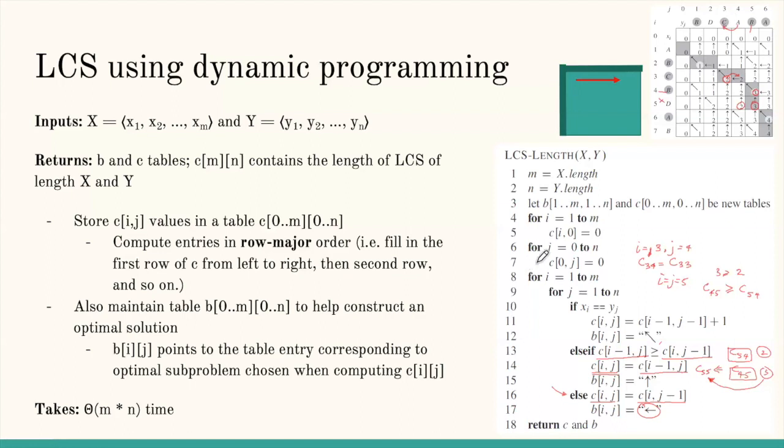So finally, in the bottom up fashion, we continue this for loop and continue this execution from the top left corner all the way to the bottom right corner. And at the end, we return these two matrices C and B as our solutions. Now, because these for loops run m times n, the running time of this algorithm is big theta of m times n, where m is the length of our first sequence x and n is the length of our second sequence y.